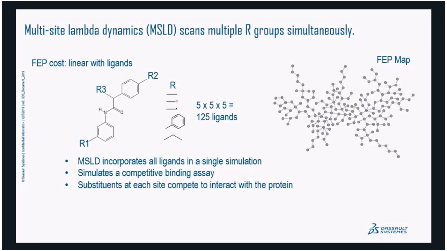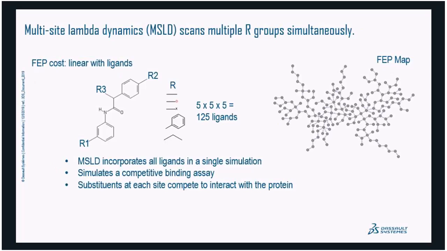Now let's talk about what exactly multi-site lambda dynamics is, as it is implemented in Discovery Studio 2020. Multi-site lambda dynamics allows you to sample multiple R groups or substituents simultaneously. In this video, you see a chemical scaffold that has 3 R groups, or 3 points of modification. And you look at what our chosen R groups are. We have 5 groups that we want to add onto these 3 points of modification. So that would be 5 times 5 times 5, a total of about 125 analogs that we want to be able to assess.